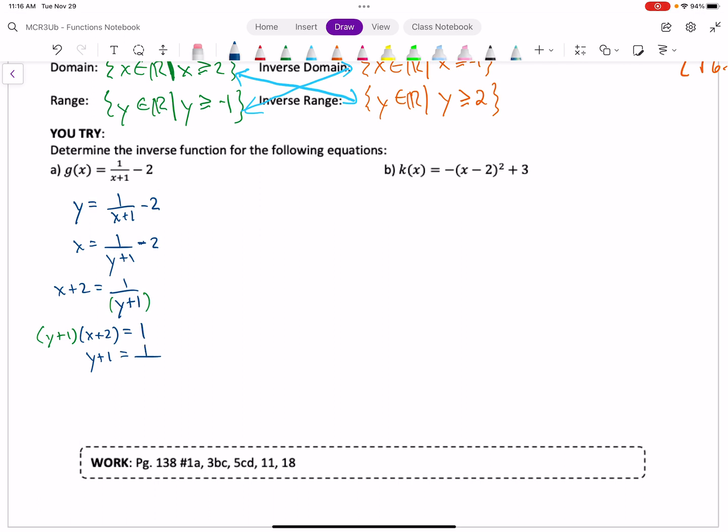So I end up with 1 over x plus 2. What's really happened is these have switched position. It's kind of like a cross multiplication. Now that I have it set up like that, this really becomes y equals 1 over x plus 2, and then I move the 1 over so it's minus. And that gives me g to the -1 of x.